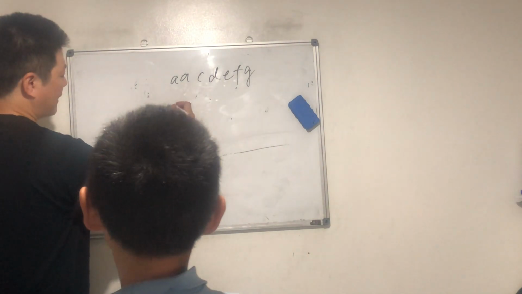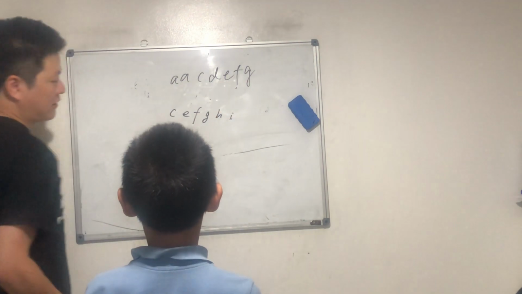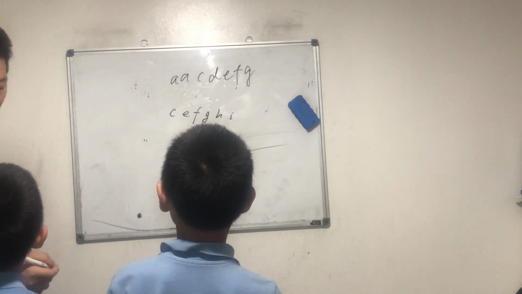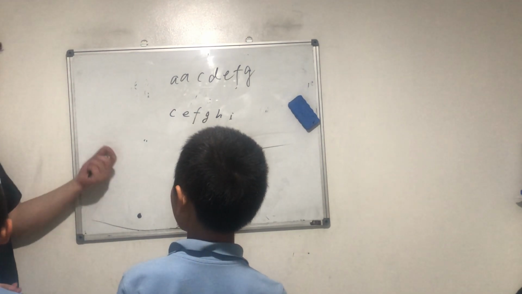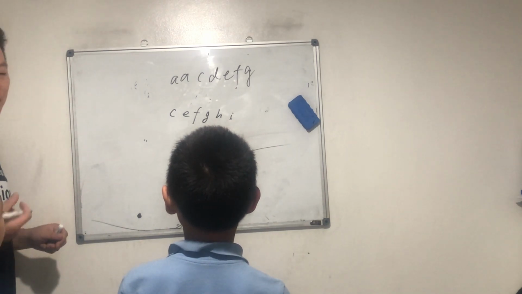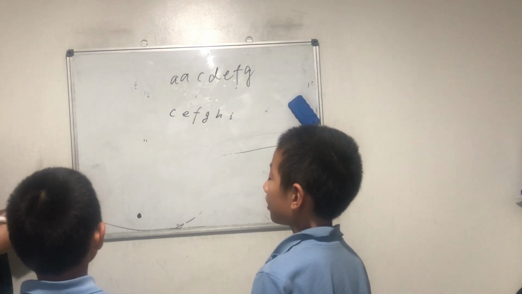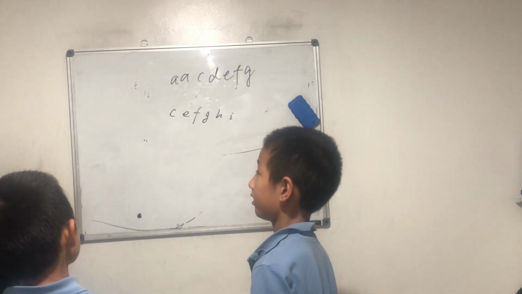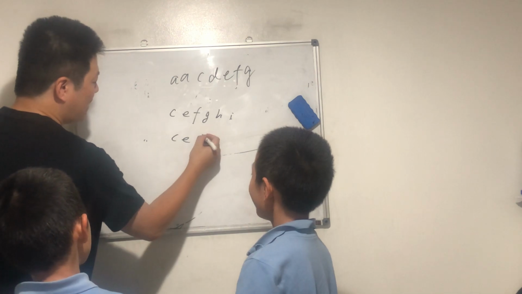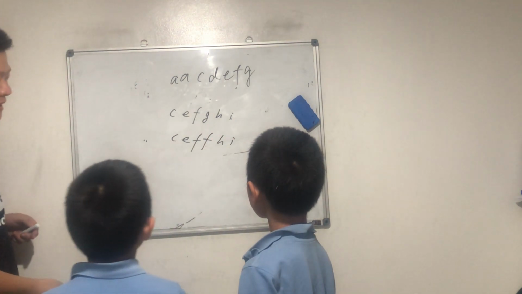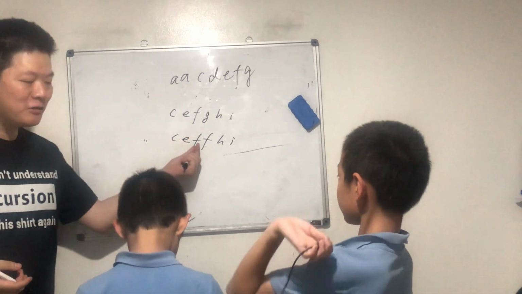Another one, just to make sure you understand. C, E, F, G, H, I. Yes or no? True or false? False. If you say false, you need to tell me which two are the even size. I don't think there is one. Then it's true, right? Okay. C, E, F, F, H, I. F, F, and then it should be false, right? So the question is, we need to check if there are two consecutive same letters, right?